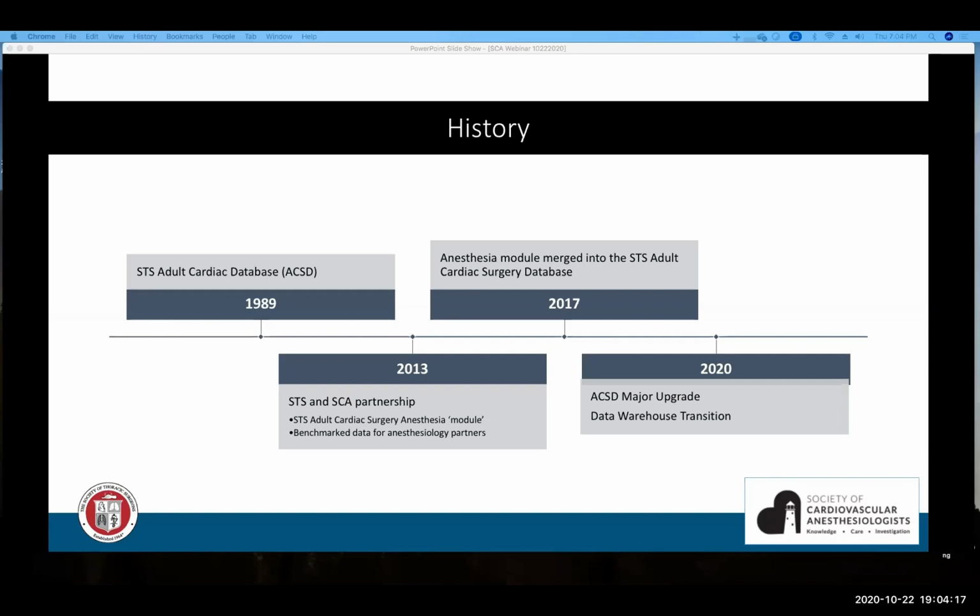So quickly, I was hoping to go over the history of the adult cardiac surgery database and the participation and collaboration of the Society of Cardiovascular Anesthesiologists in the database. As you can see in this timeline, the adult cardiac surgery database was created back in 1989. In 2013, a partnership was formed between the STS and the SCA, and the so-called anesthesia section of the adult cardiac surgery database was created.